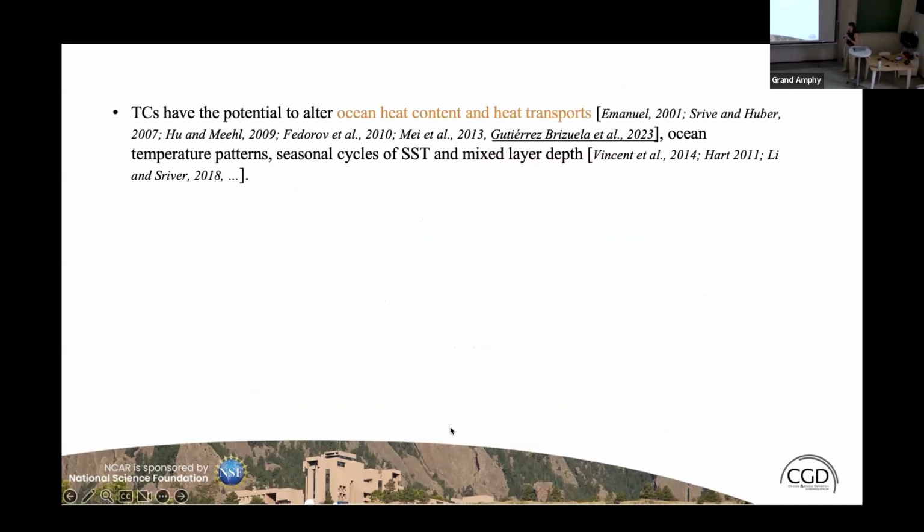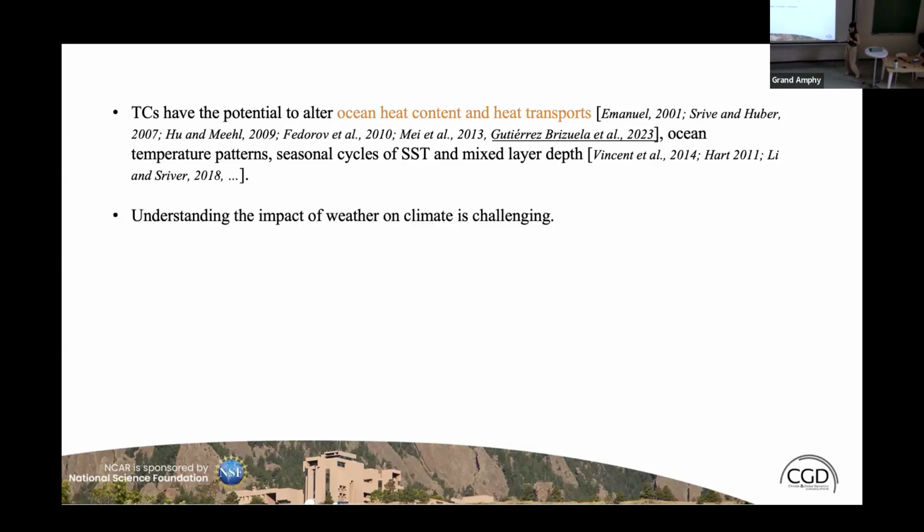So this idea was first suggested by Kerry Emanuel in the early 2000s. He found that tropical cyclones, through this process, may affect the ocean heat content and heat transport, which contribute to a substantial fraction of the poleward heat transport in the Pacific Ocean. And then a lot of studies, including observational and modeling, followed the study of Kerry Emanuel and had a lot of interesting findings. But these studies are all limited in different ways because, as you can imagine, this is a very hard topic. We're talking about the impact of weather on climate.